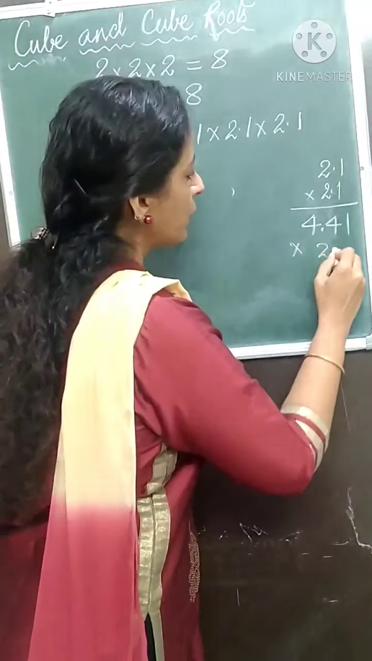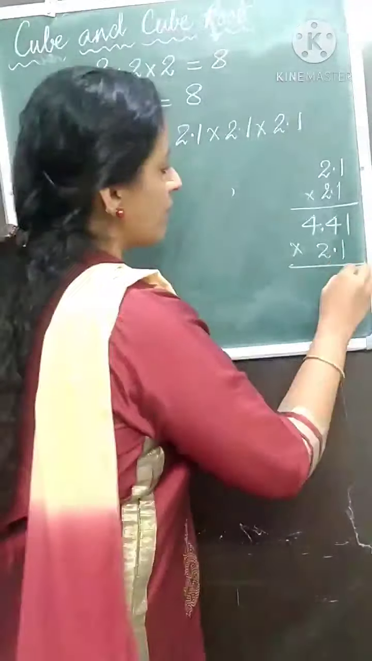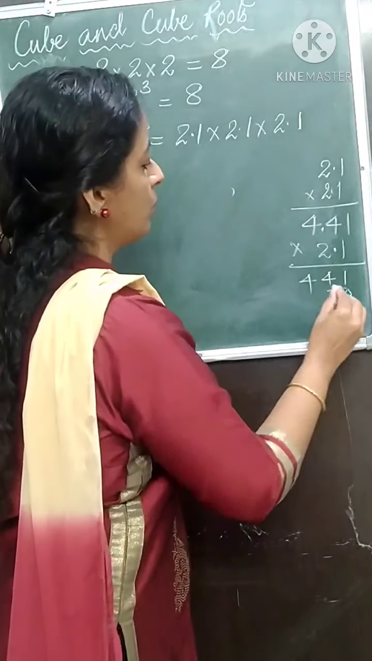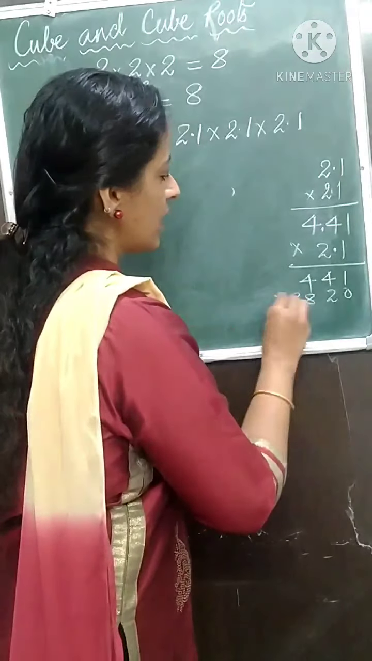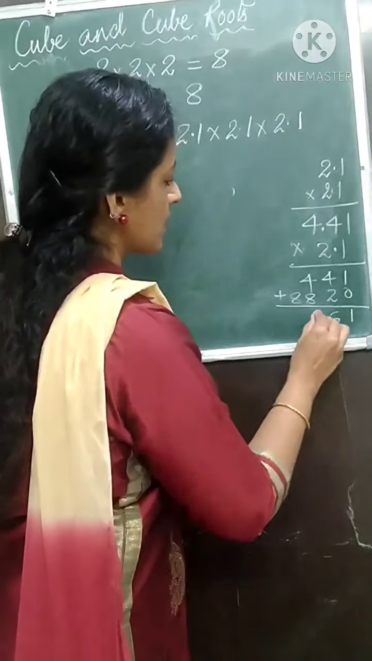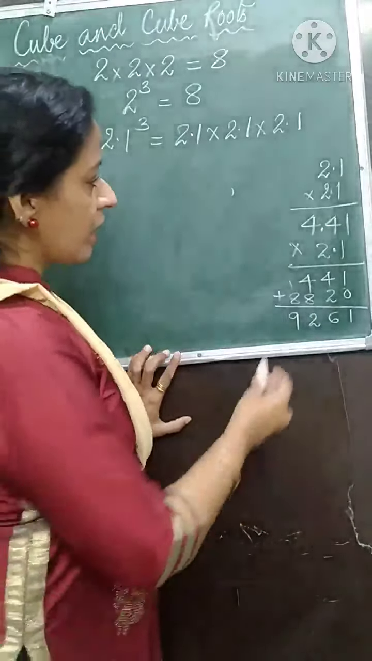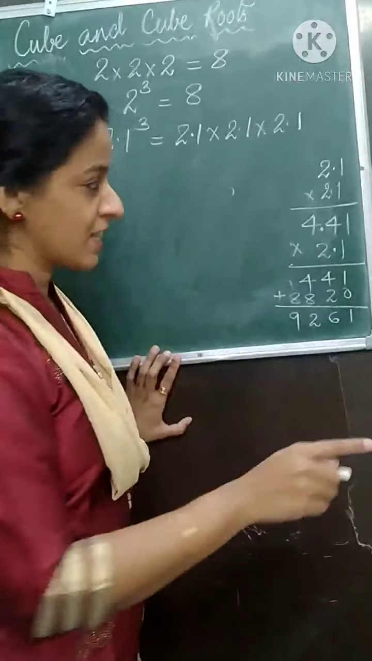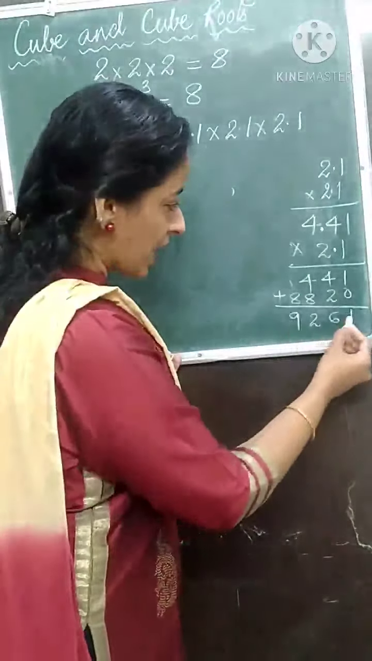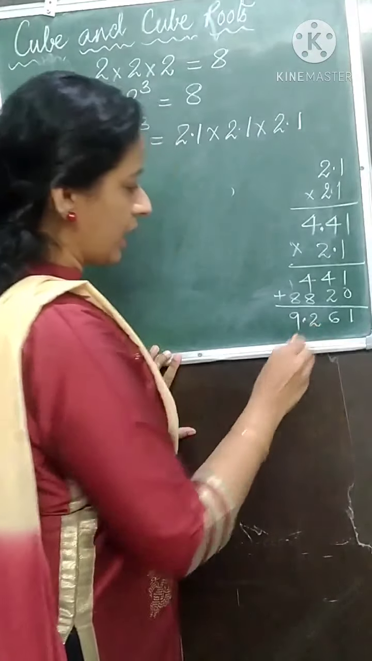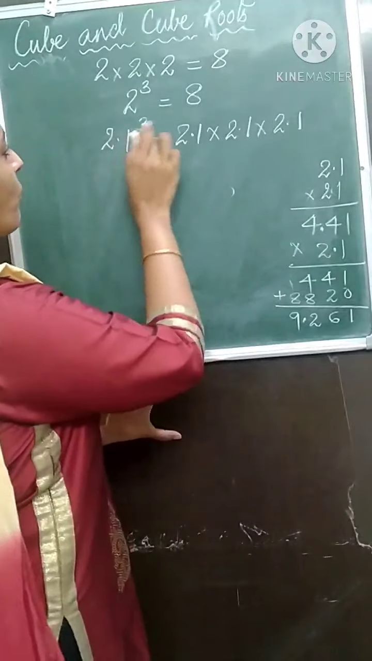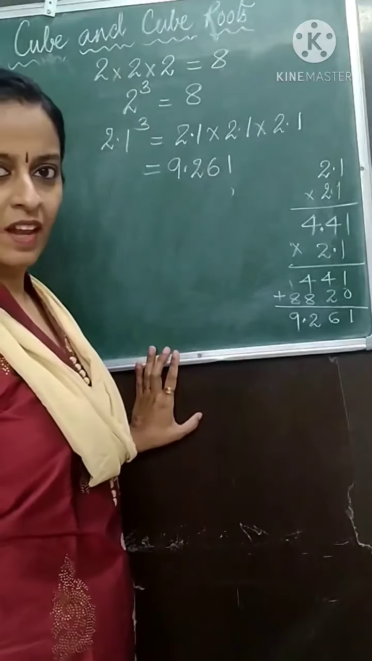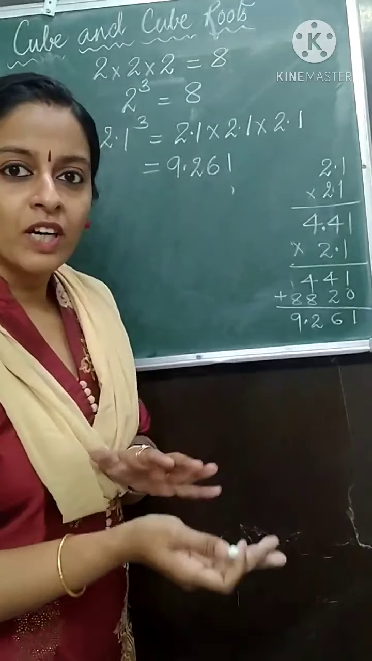Again multiply by 2.1. 1 ones are 1, 1 fours are 4, 1 fours are 4, 0, 2 ones are 2, 4 twos are 8, 4 twos are 8, 1, 6, 12 carry 1, 9. Now here after the decimal point 2 digits and here after the decimal point 1 digit. 2 plus 1, 3. So from the right, 1, 2, 3. So what is the cube of 2.1? We got 9.261. Understood? Cube.